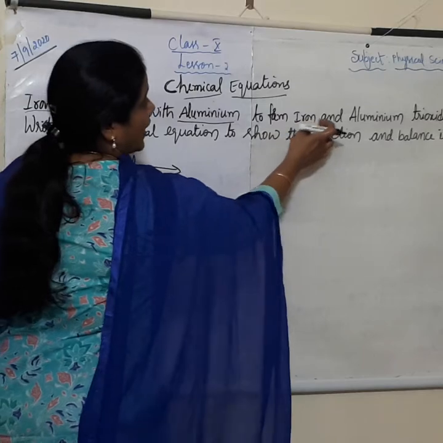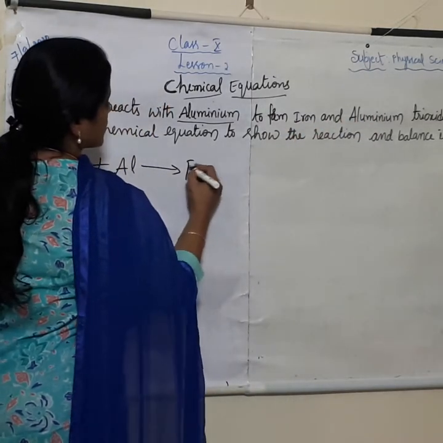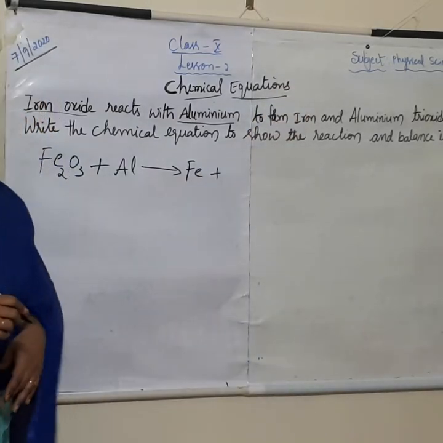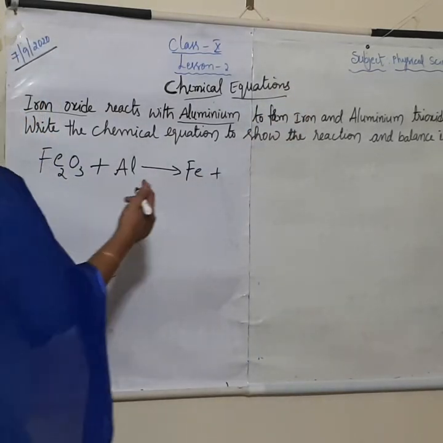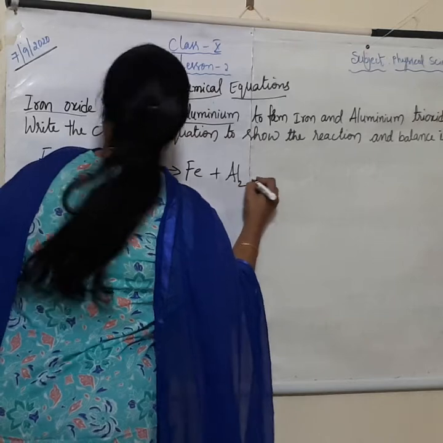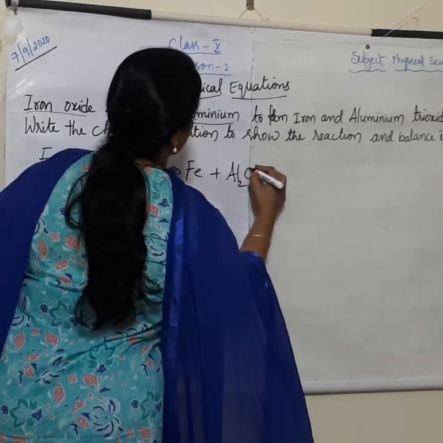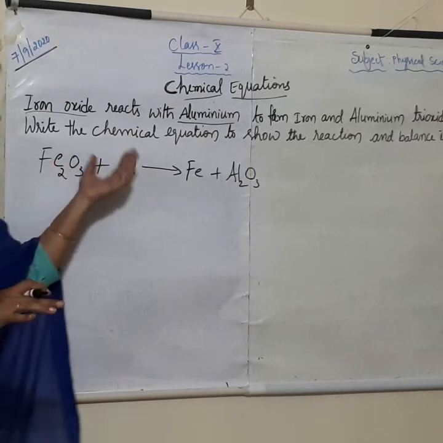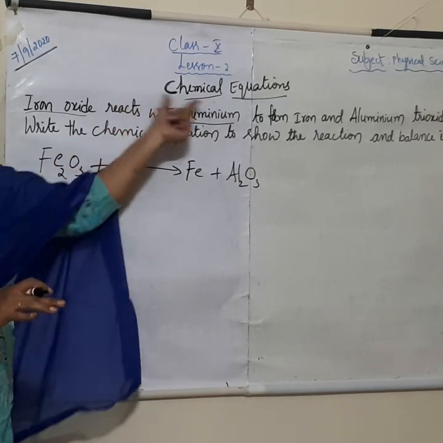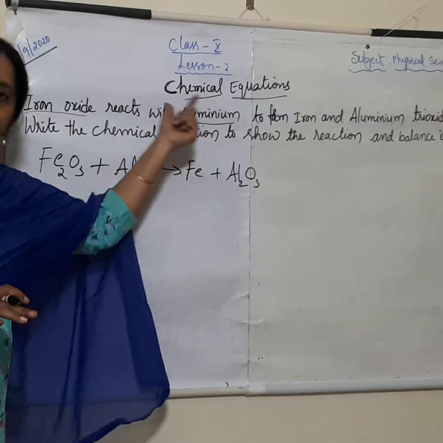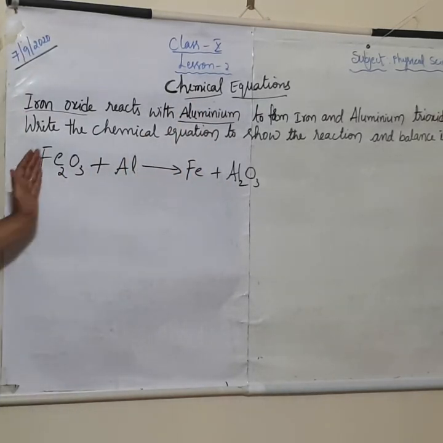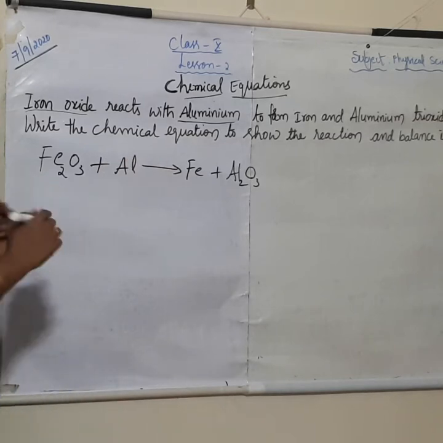When it reacts with aluminium, you must take it as Al, and when these two react, what are they forming? Iron and aluminium trioxide. Iron means Fe, plus aluminium trioxide, that means Al2O3. So first you must write all the compounds in their formulas.